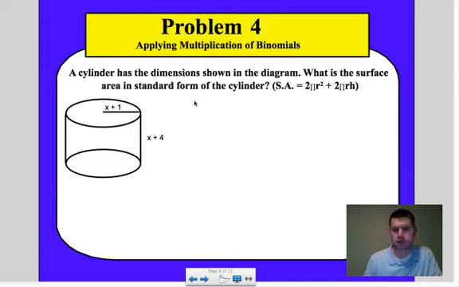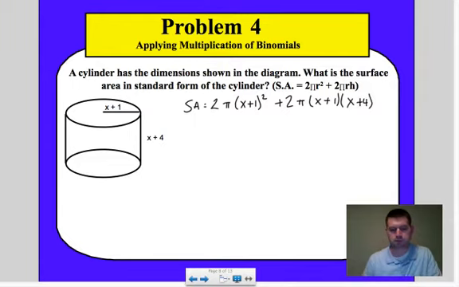So when we go to find the surface area, we're going to say the surface area is equal to 2 pi. We're going to take our radius x plus 1, we're going to square it, we're going to add that with 2 pi times x plus 1, which is our radius, and multiply that by our height, which is x plus 4. Now the first thing we have to understand is x plus 1 squared means that it's written twice. So it's going to be a relatively long problem.